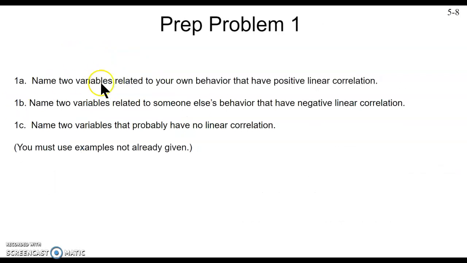So here's your prep problems. Name 2 variables related to your own behavior that might have positive linear correlation, like as I do this more, then this happens more. Name 2 variables related to someone else's behavior that have negative correlation, so as that person does this more, then this other thing goes down. Name 2 variables that probably have no linear correlation. So come up with those examples and put that in your prep work. Don't use examples that have already been given. I bet you can just think of things from your life or from other people's lives.